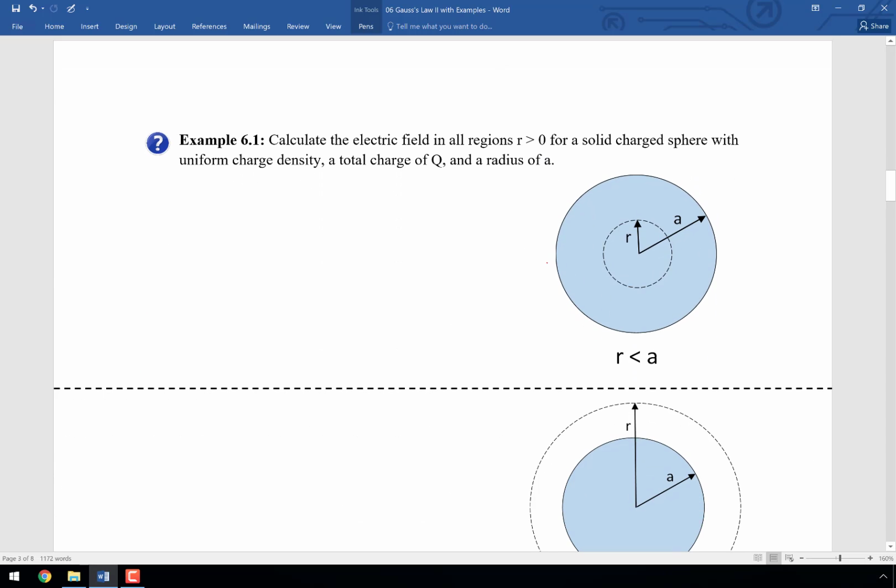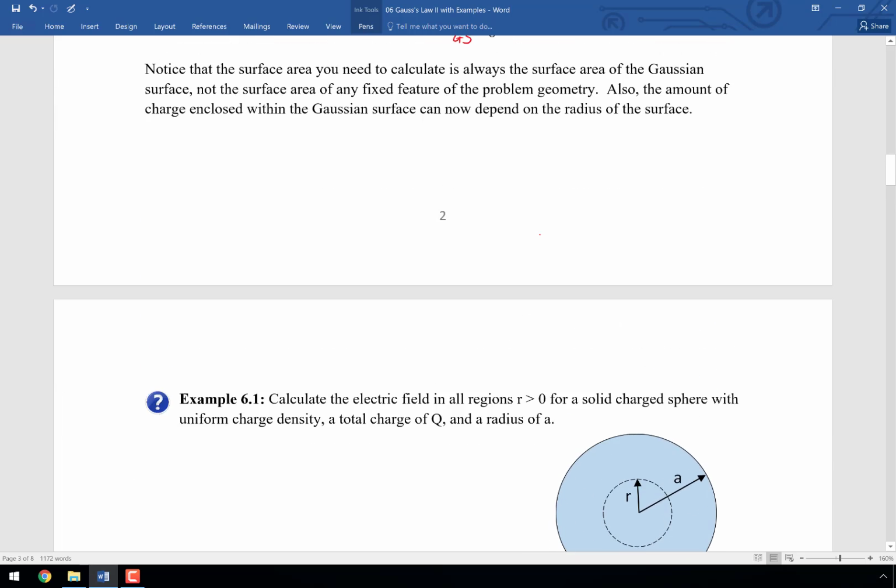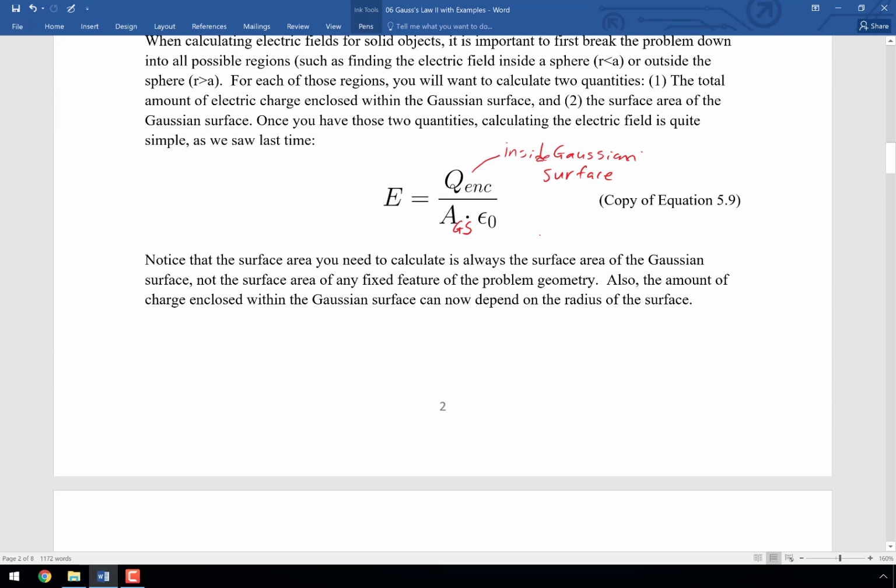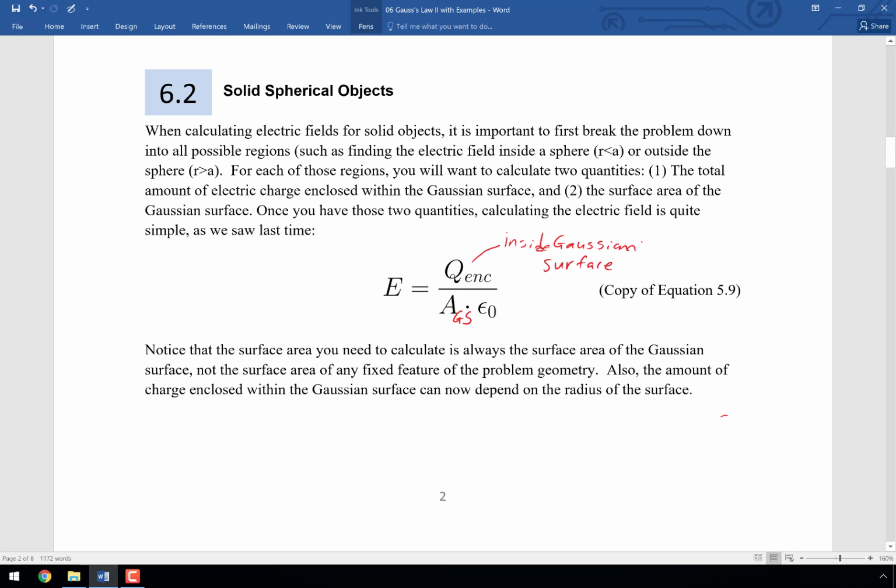So let's see the example of an electric field in all regions for a solid charged sphere with uniform charge density, a total charge of Q, and a radius of a. I actually forgot something on the previous page. I just wanted to mention that what we want to do is figure out how to break the problem down into all possible regions. So I'll do that for you in these examples. In fact, I've already done it in these examples, but just be aware that if you're doing a problem from scratch, you have to break the problem down into all possible regions.